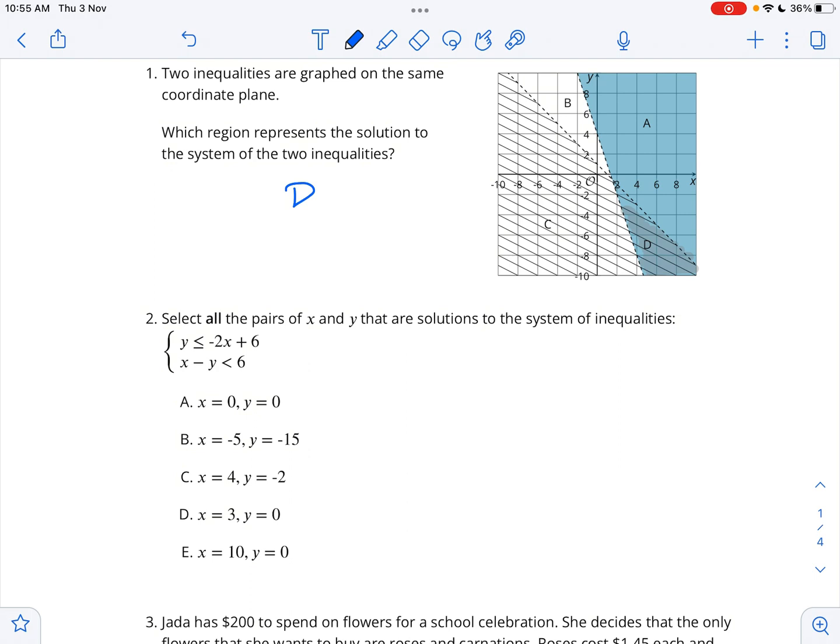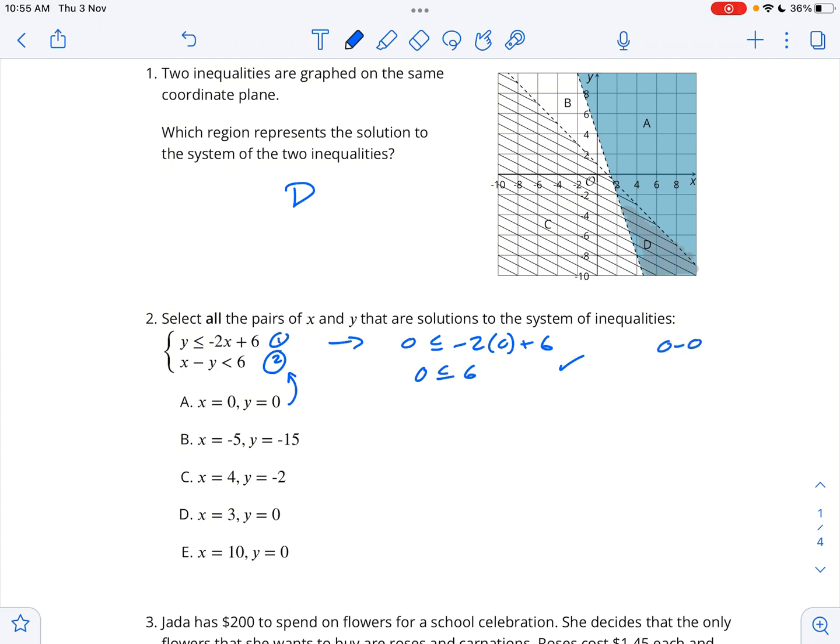So let's say I wanted to check A. I would substitute 0 in for these. The first equation is going to become 0, because I'm plugging that in for y, is less than or equal to negative 2 times 0 plus 6, which is 0 is less than or equal to 6. That works. And does it work for the second one?